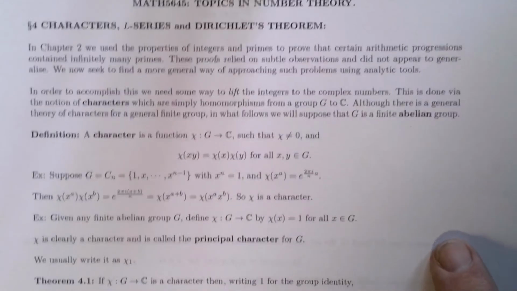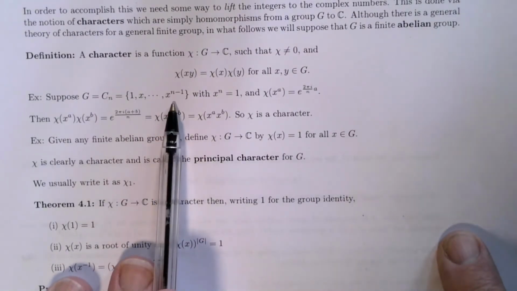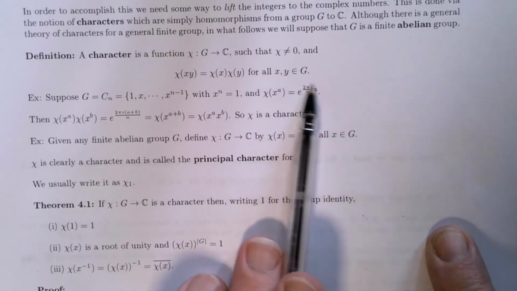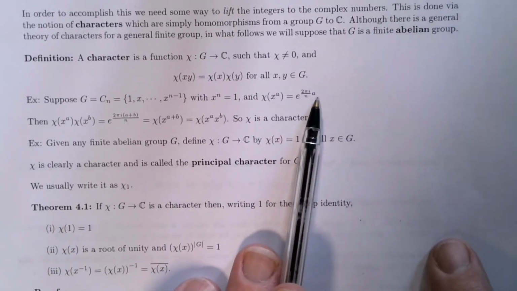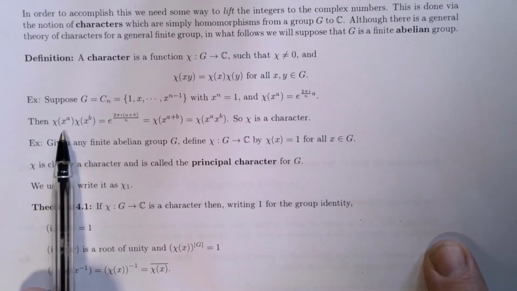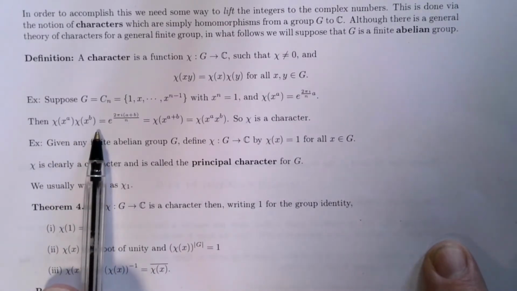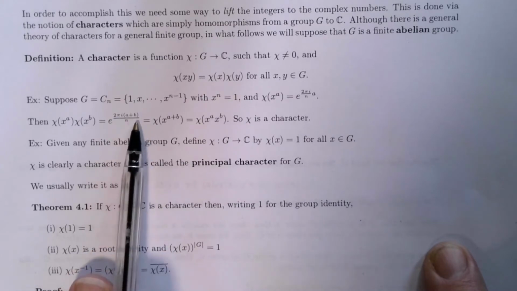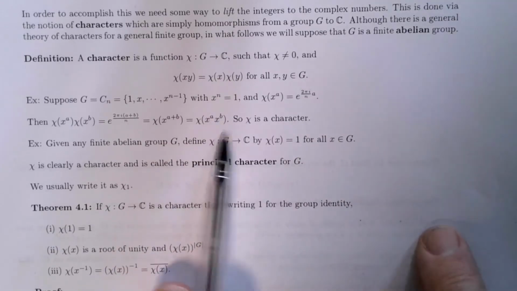A simple example of that is to take the cyclic group of order n, which I can write with generator x, so 1, x, up to x to the n minus 1, with x to the n equal to 1. You simply map each of the powers of the generator to a power of the root of unity in the complex plane. So you map x to the a to e to the 2 pi i on n times a. You can quickly check then that chi of x to the a times chi of x to the b means you multiply e to the 2 pi i a over n times e to the 2 pi i b over n. Index laws say you can write this as e to the 2 pi i (a plus b) over n, and that, of course, is just chi of x to the a plus b, which is chi of x to the a times chi of x to the b. So chi is a character.